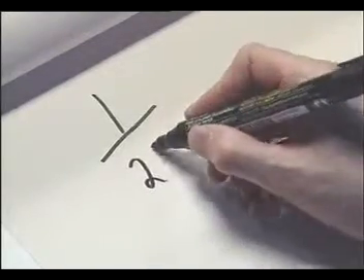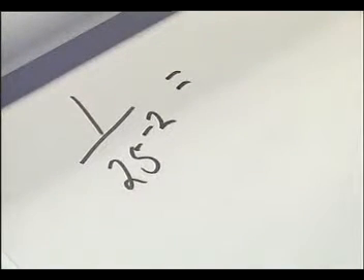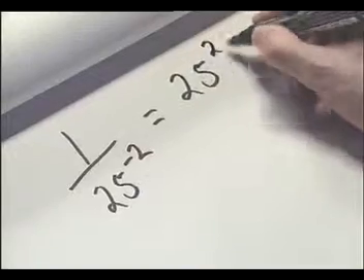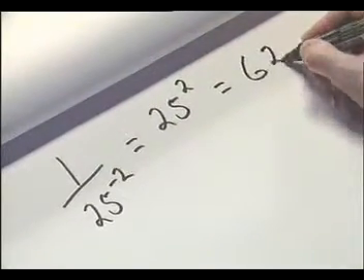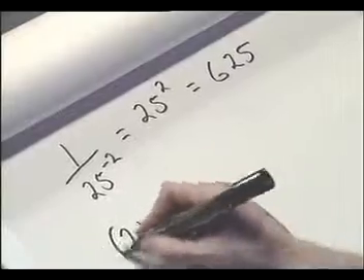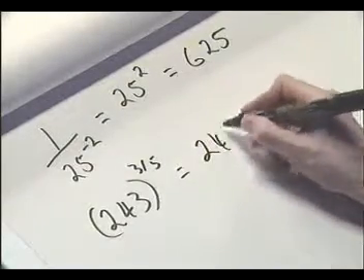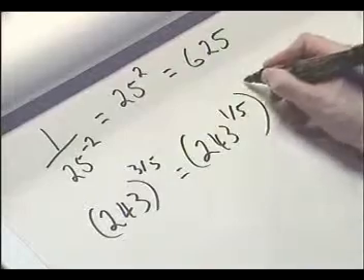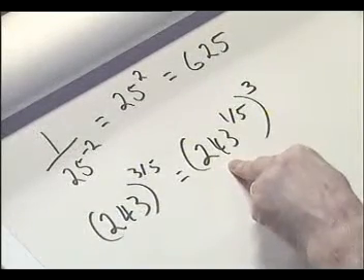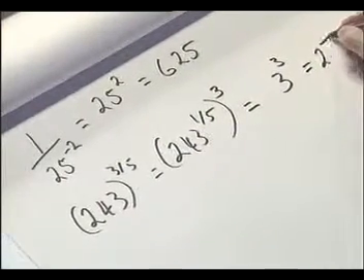We take 1 over 25 to the minus 2. Well, remember we saw what happened with the 1 over 7 to the minus 2. This became 25 squared. And that is simply 625. Now 243 to the 3/5. Let's do the fifth bit first, and then the cubing. Well, 243, that's 3 multiplied by itself 5 times. So that is 3 raised to the power 3, and that's 27.